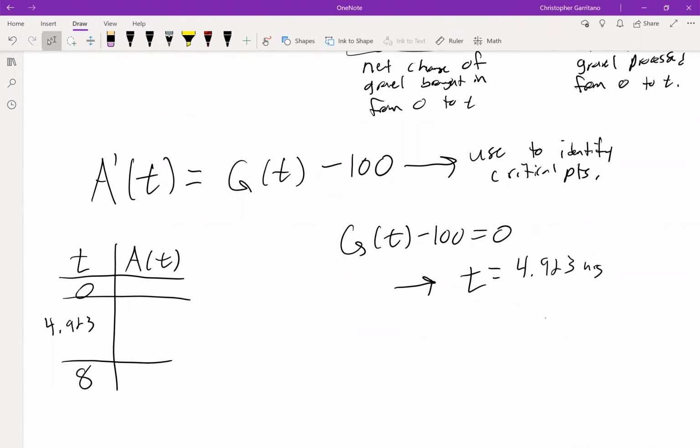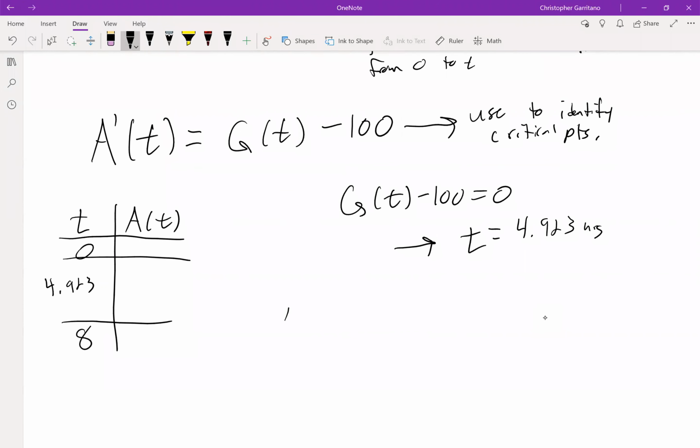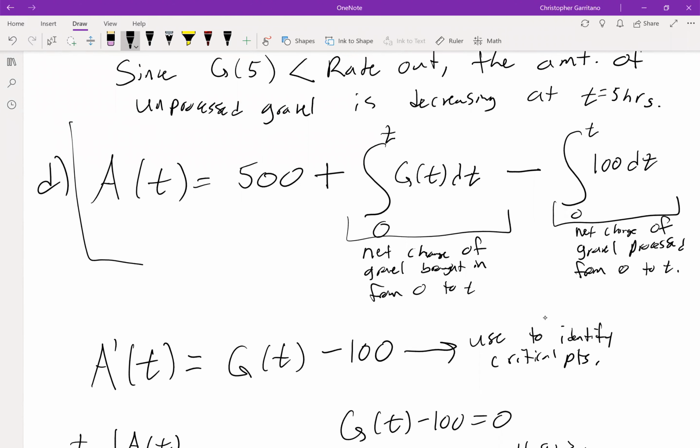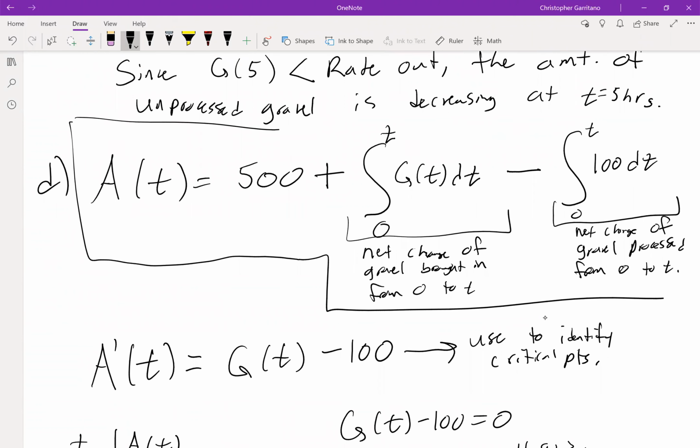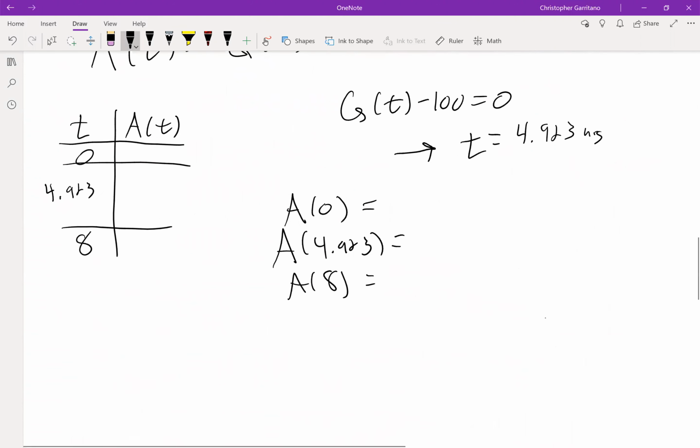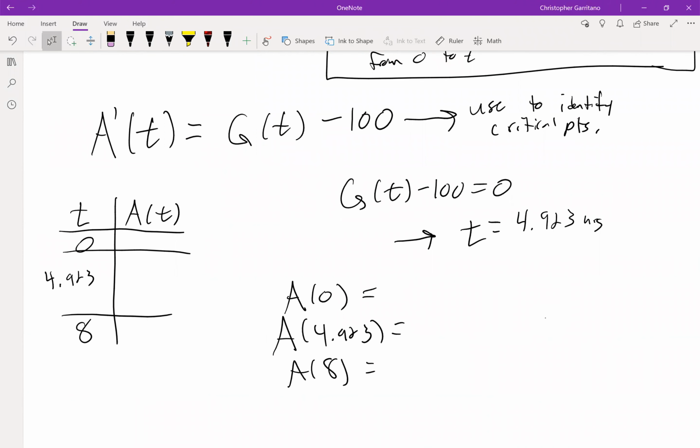And now all we need to do with these values is determine A of 0, A of 4.923, and A of 8. And luckily, we have a pretty nice function up here that will easily give us these numbers. Now, of course, it'll be a little bit of calculator work, but the calculator does anything you need in terms of differentiating or integrating. And here, obviously, we want it to integrate. So once again, give me a moment while I use my calculator to evaluate these numbers.